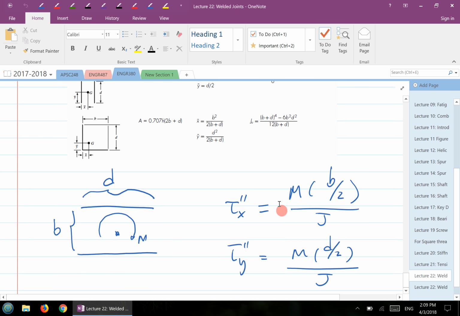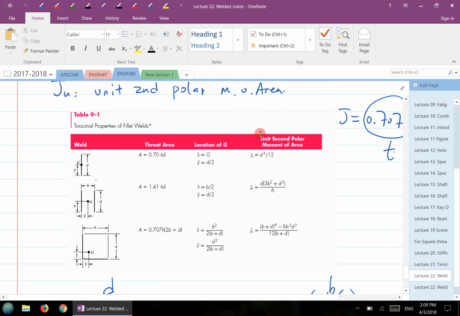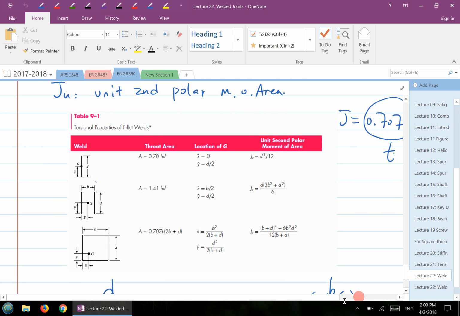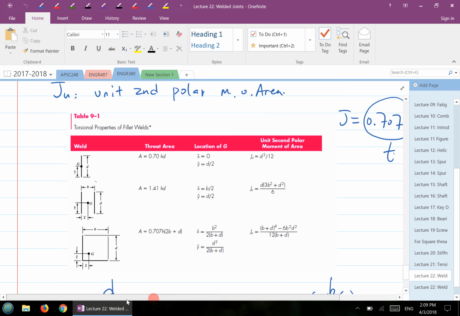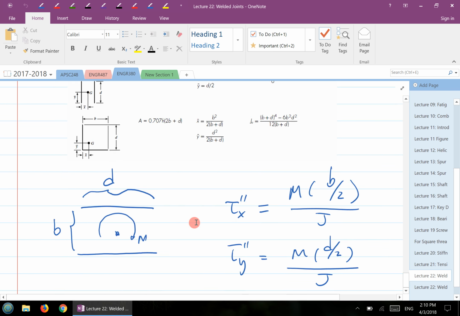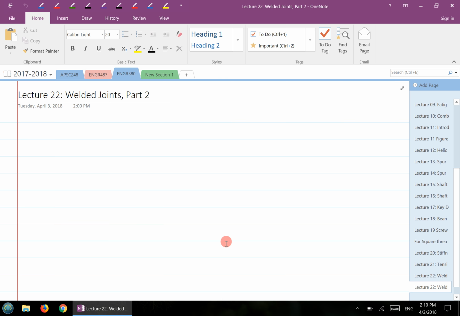So what we can do is use the GU times 0.707h, which is the throat length. That will give us the total second polar moment of area instead of just a unit value. I'll give you examples after we finish case number 2. So that's basically case number 1, when you have an in-plane torsion type of loading condition for a welded joint.